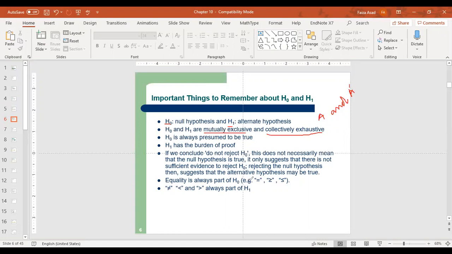Equality is always a part of H0. So these equality signs will always be in H0, and inequality signs will be stated in H1. So let's move on to the next slide.